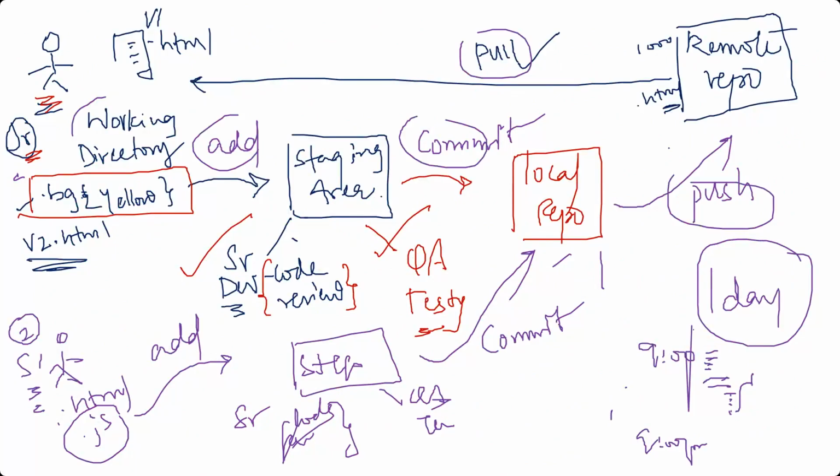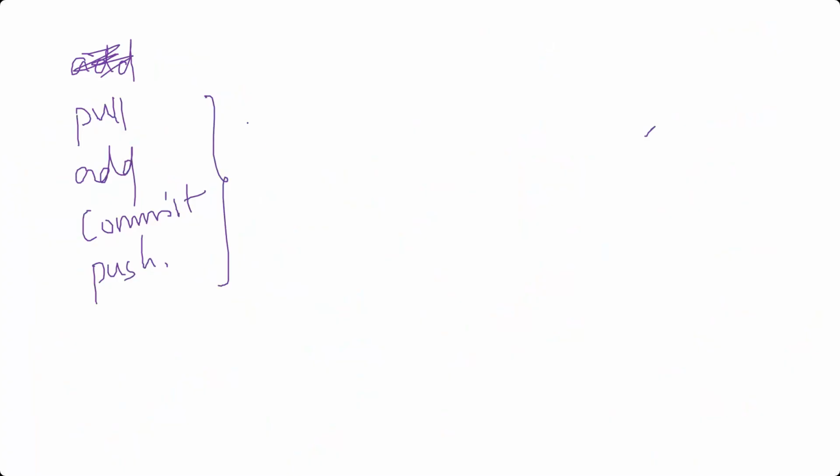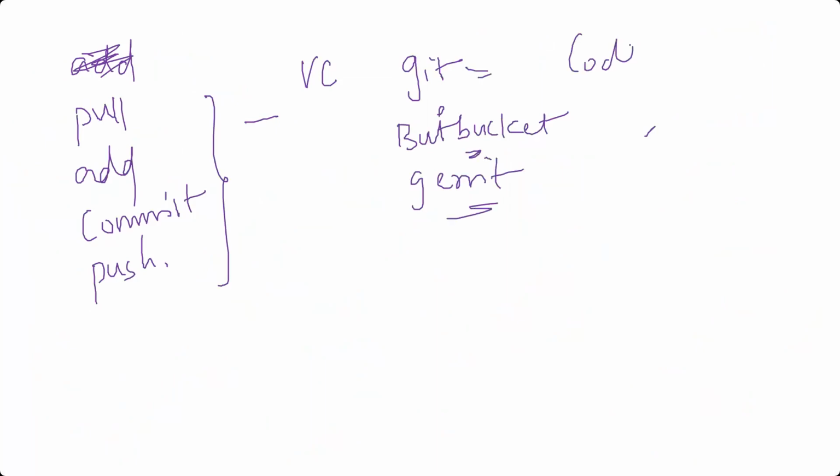Now, how do you do these activities? There are tools. The commands are pull, add, commit, then push. All these actions are possible by version controlling tools like Git, Bitbucket, Gerrit. These are all version control code repository tools which provide you these commands. These are generic commands. These tools will have their own respective commands.